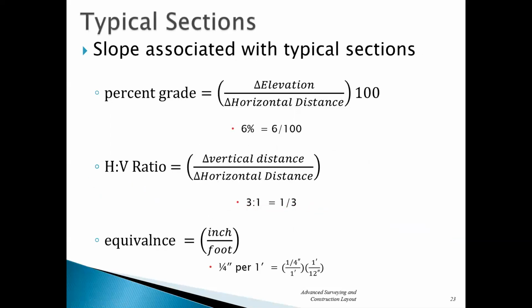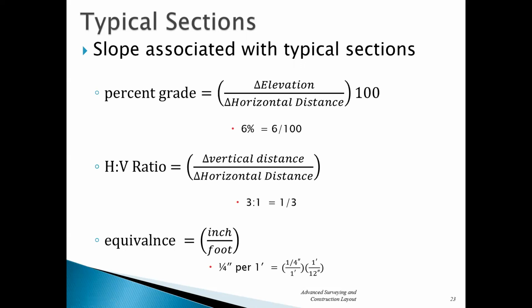So let's look at slopes. So slopes, you're going to see associated with typical sections. They come in different types of displays. And in fact, on any typical section, you're liable to see all three of these. So a lot of times things are going to be expressed in percent grade. So we already know what that is. That's your change in elevation divided by your change in horizontal distance multiplied by 100. So if you say 6%, you're saying it's 6 units of rise or fall in 100 feet of run. I should say units, because this could be inch per inch or feet per foot or meter per meter.